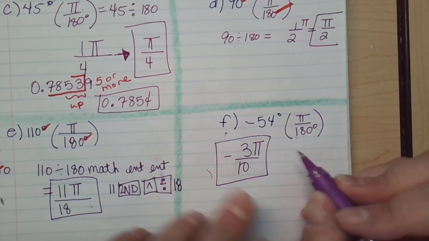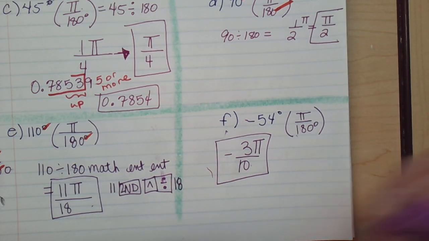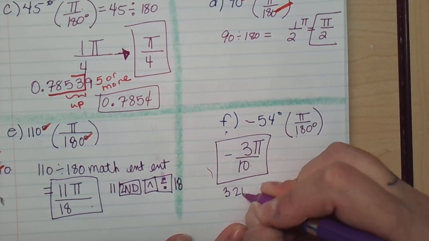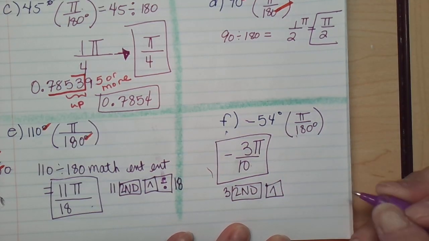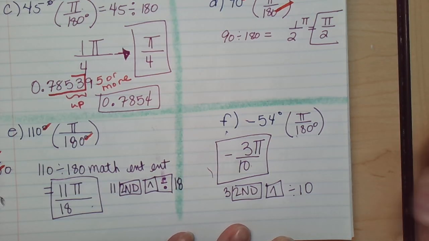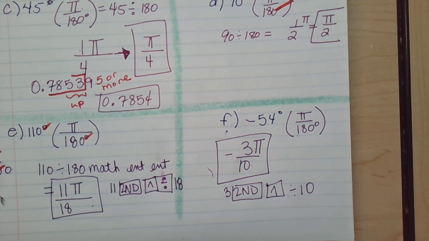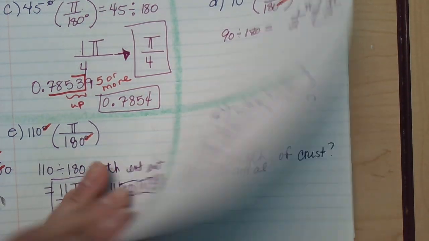So we get negative 3 pi over 10. And then to put this in the calculator, if you don't want to put the negative, it's cool. Just do 3, second, caret to get that pi. Then divided by 10. And just put that in the calculator and then slap a negative on it. And don't forget to round according to what your homework wants.